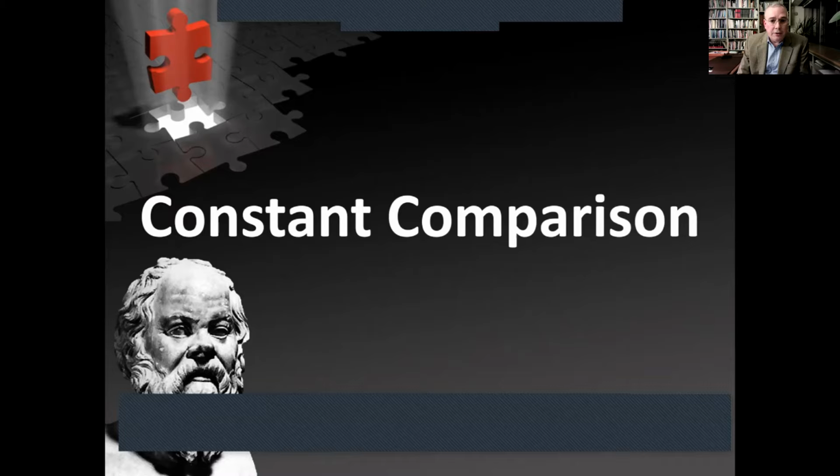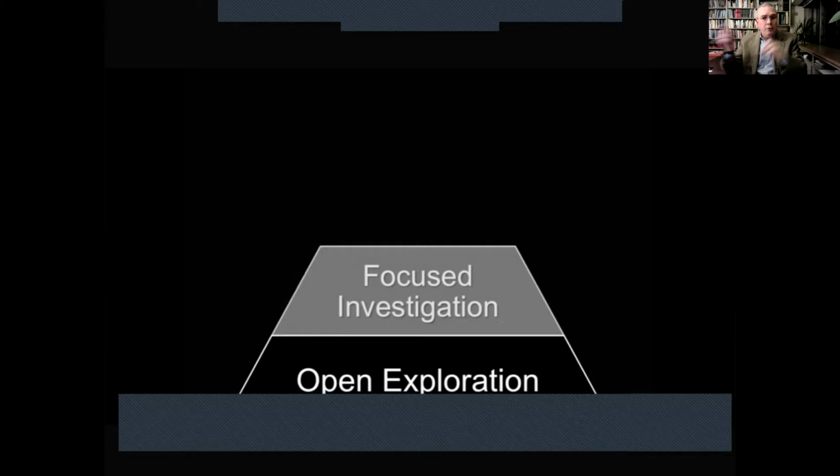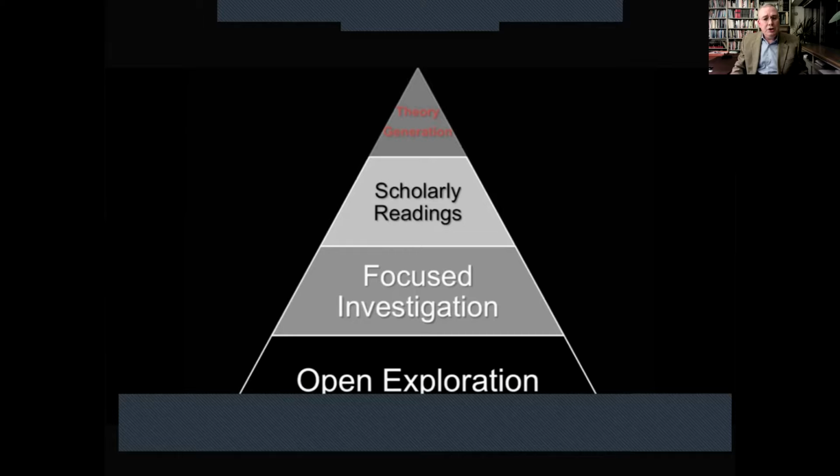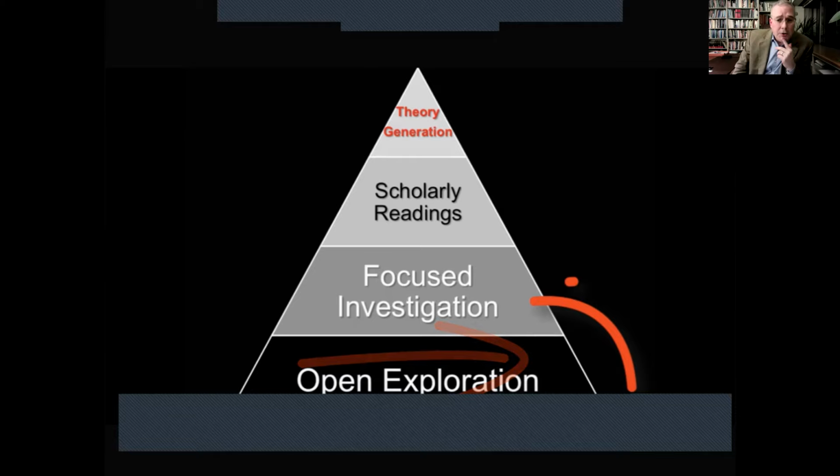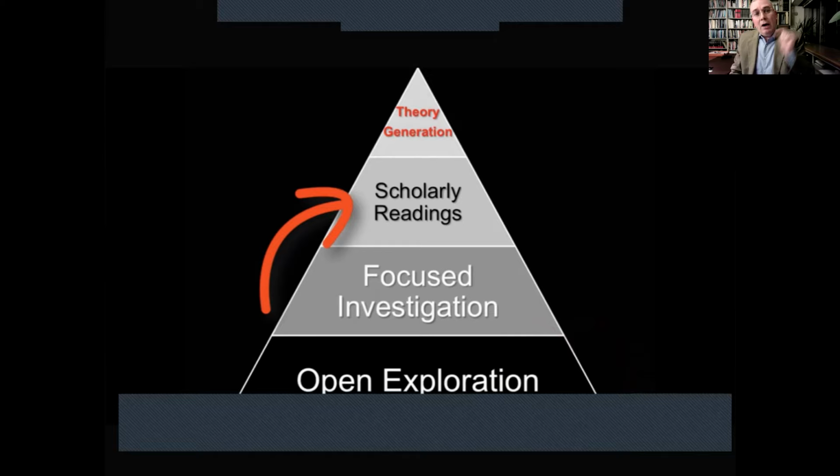Constant comparison means that while you start doing open exploration and you move up through focused investigation and your readings and the theory generation, while you're going through this, yes, you're going to start seeing patterns. And the second you start seeing patterns, you have to stop and say, how can I break this pattern? Where's the exception to the rule? Where are people not doing this? Can I find somebody who will tell me why I'm wrong? You have to continually do that, because your brain is going to want to stop struggling to figure things out.